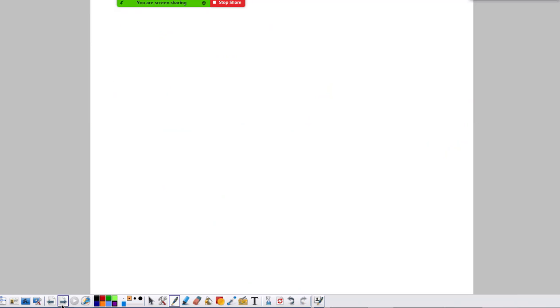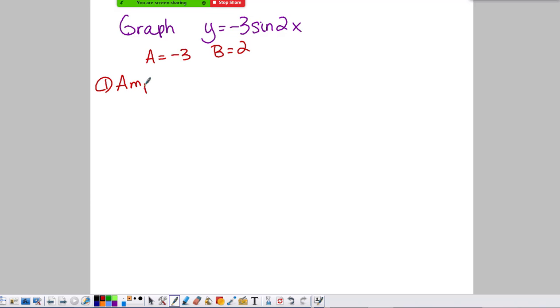So what if we wanted to graph, let's get fancy now, you want to go for a negative? How about -3 sine of 2x? So what's our A equal on this one? Just A, not amplitude, but just A. -3. And what's our B going to equal? 2. So the first thing that we always want to find is the amplitude, the absolute value of A. So the absolute value of -3 is 3. So the distance from our x-axis is going to be 3.